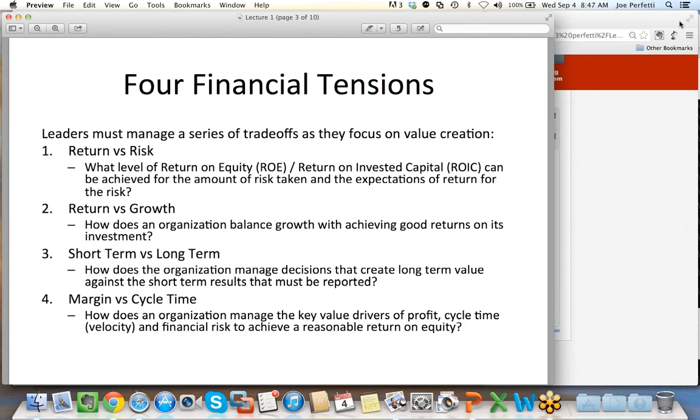The third tension we're going to get into is what we'll call short versus long term. Obviously, we have to meet our quarterly results, but we're running both sprints and marathons simultaneously as companies. So we have to look at not just how we're doing in the short run, but how our company is doing in the long run, and they have to balance the two. So are they sacrificing the future for current results?